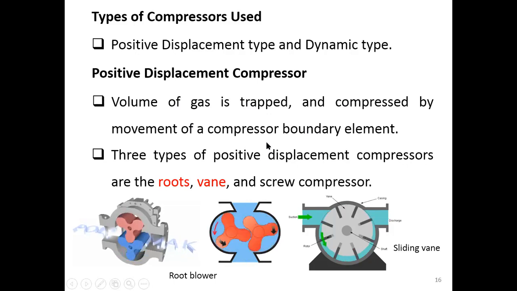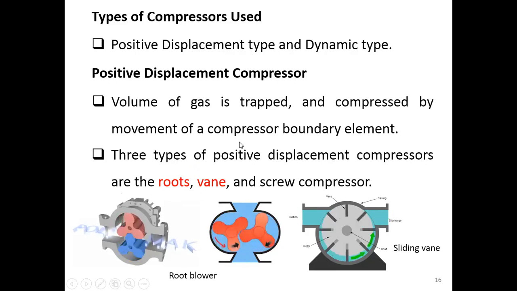The compressor boundary element is what? It depends on the compressor type. For example, if you use a positive displacement compressor of the Roots blower type here, then the compressor boundary element is the tooth of the blower here.